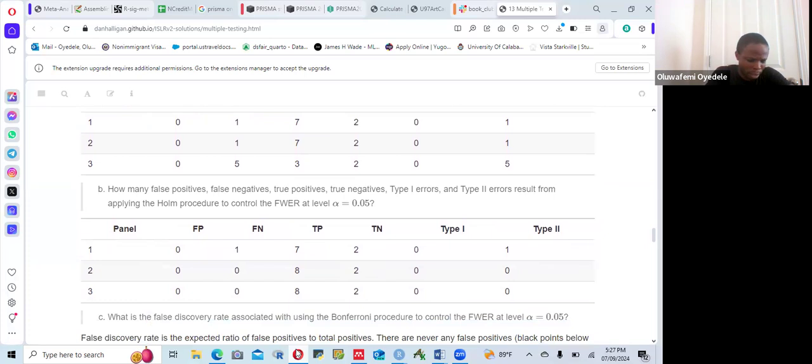So they now ask the next question: how many false positive, how many false negative, how many true positive, how many true negative, how many type one error, how many type two error result from applying the Holm procedure to control the family-wise error.